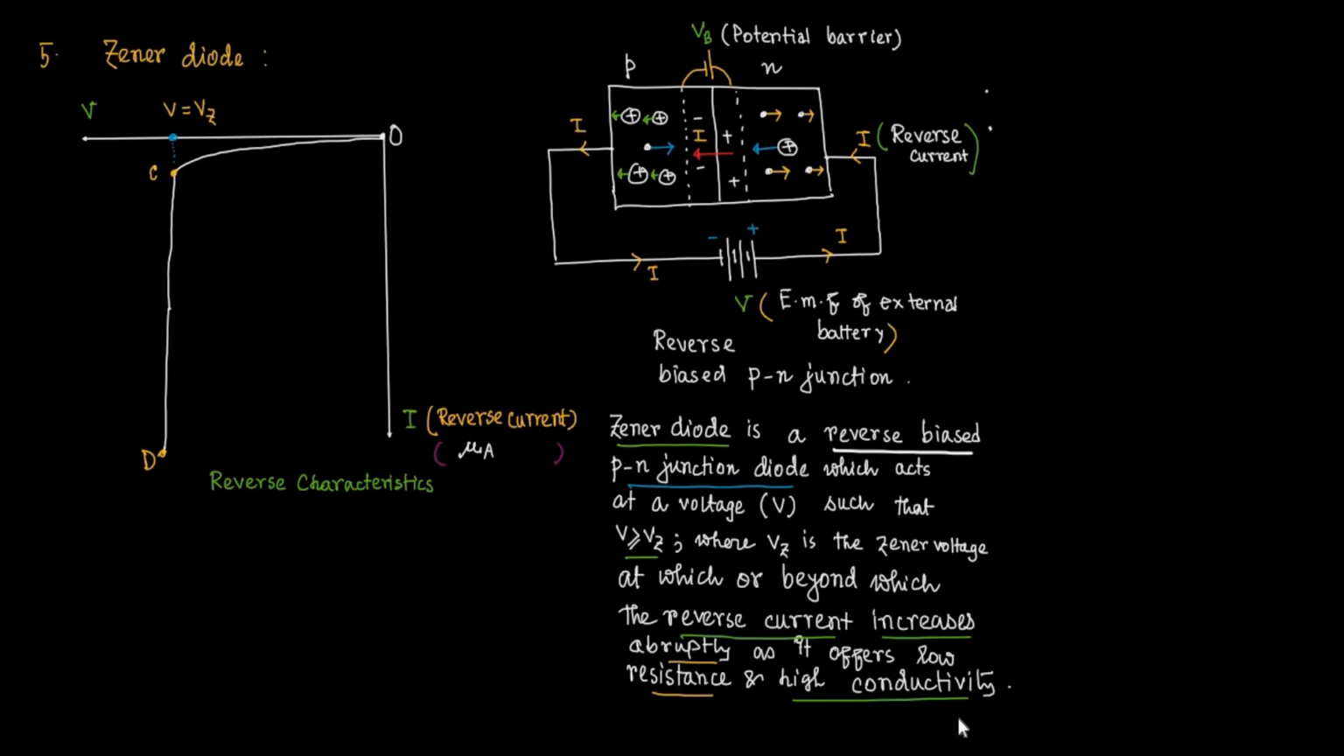So, in this case, in which region does the Zener diode act? Zener diode acts in the region CD, in the reverse characteristics. Obviously, in the region CD. This is the region in which Zener diode acts, and here Zener diode offers high conductivity and low resistance.